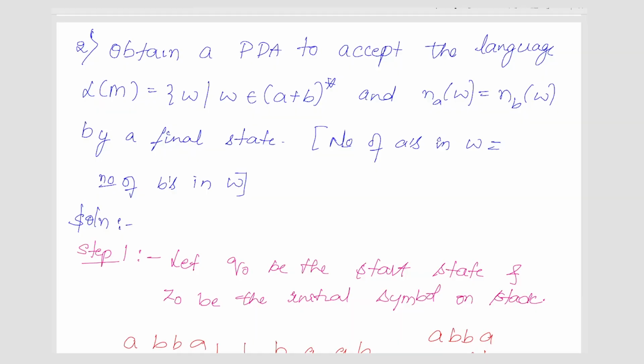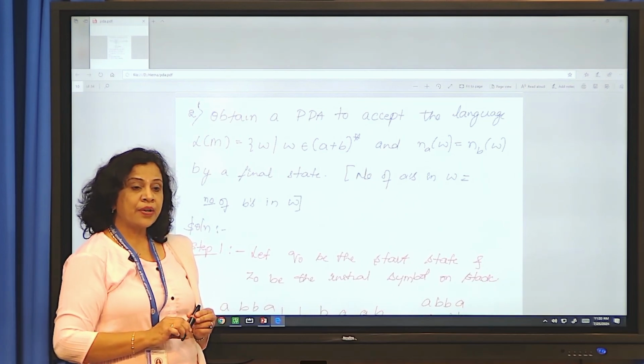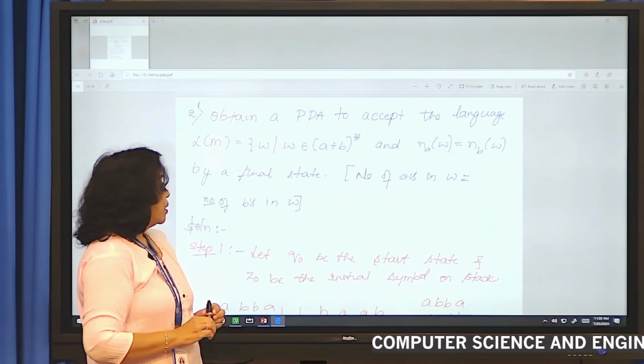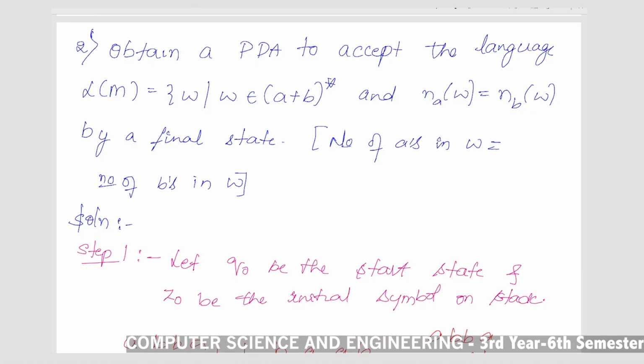Obtain a PDA to accept the language L(M) = {w | w belongs to (a+b)*, and the number of a's in w equals the number of b's in w} by final state. It means the number of a's in string w is equal to the number of b's in the string w. So the a's and b's can come in any order, unlike the previous problem.